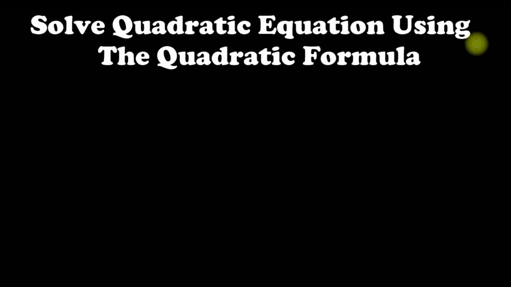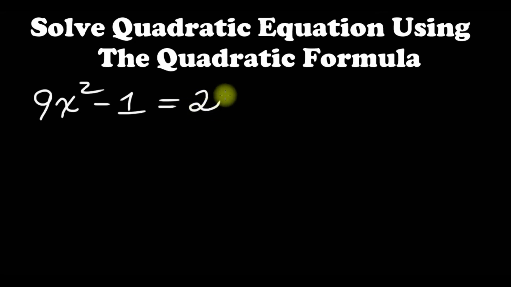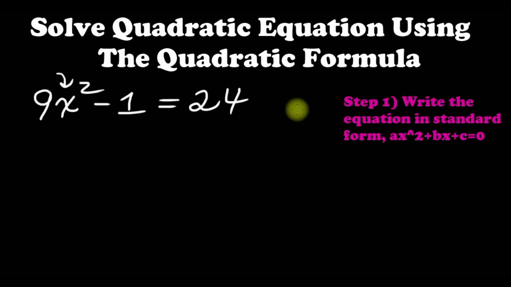Let's take a look at another one. This time we are going to solve 9x squared minus 1 equals 24. We're going to solve this equation using the quadratic formula, and we have a procedure that we can use. I'm going to go through it step by step to find out what x is. Step 1 is to write the equation in standard form. We have to get everything on one side and then 0 on the other side.